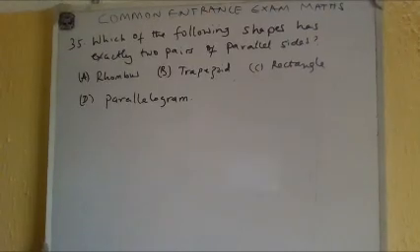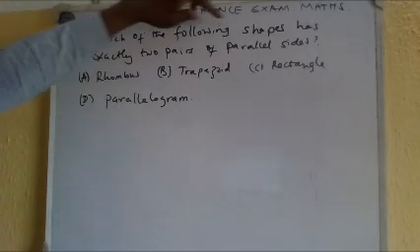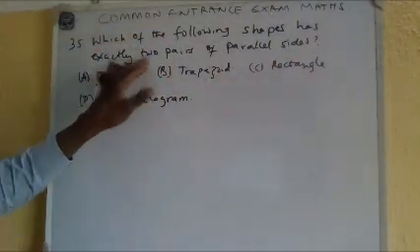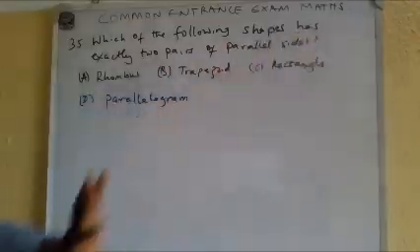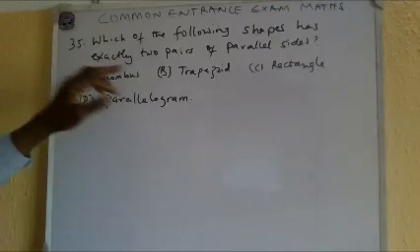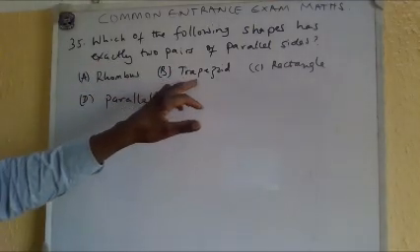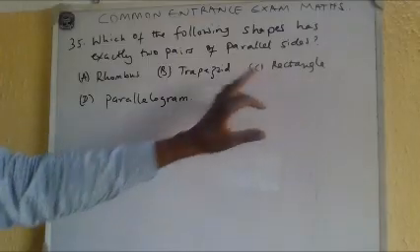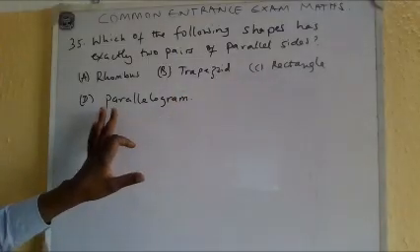Okay, so I have this question on the board. Number 35, it says, which of the following shapes has exactly 2 pairs of parallel sides? We are given A, rhombus, B, trapezium, C, rectangle, and D, a parallelogram.